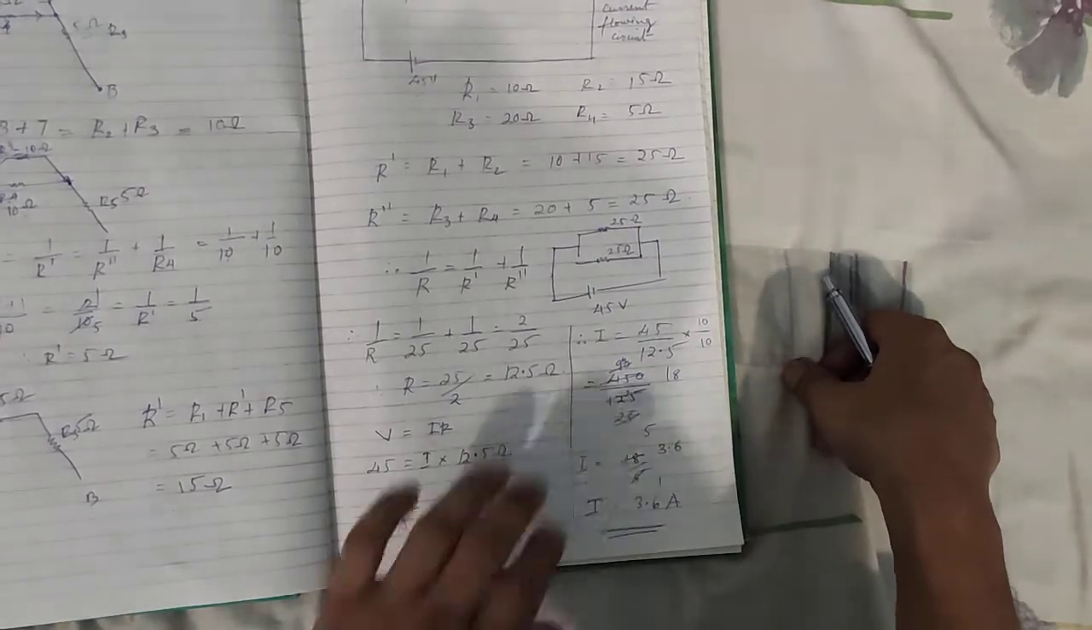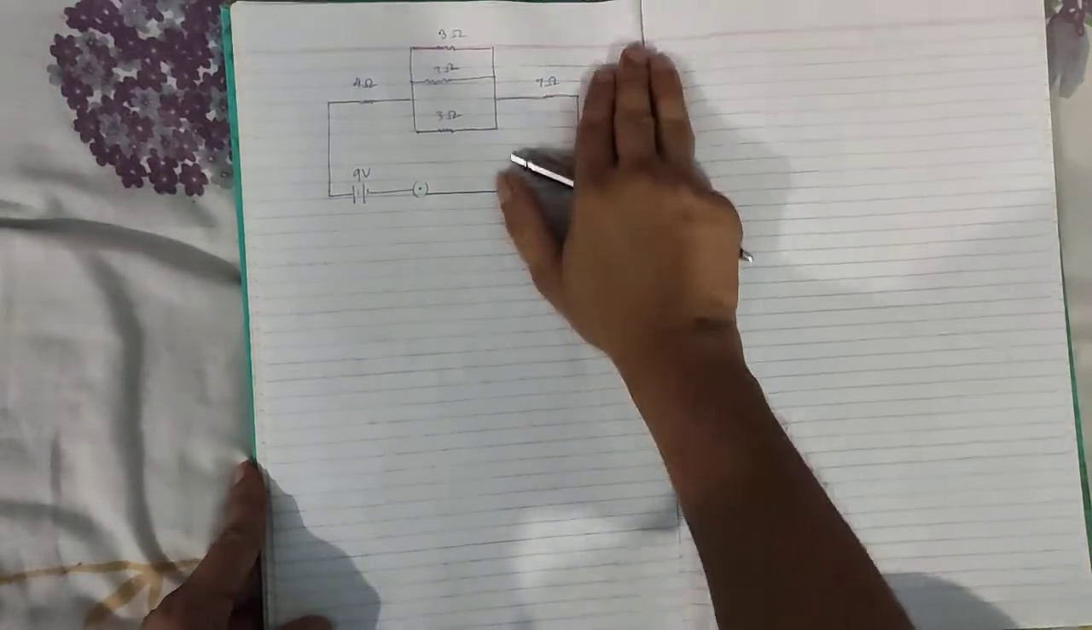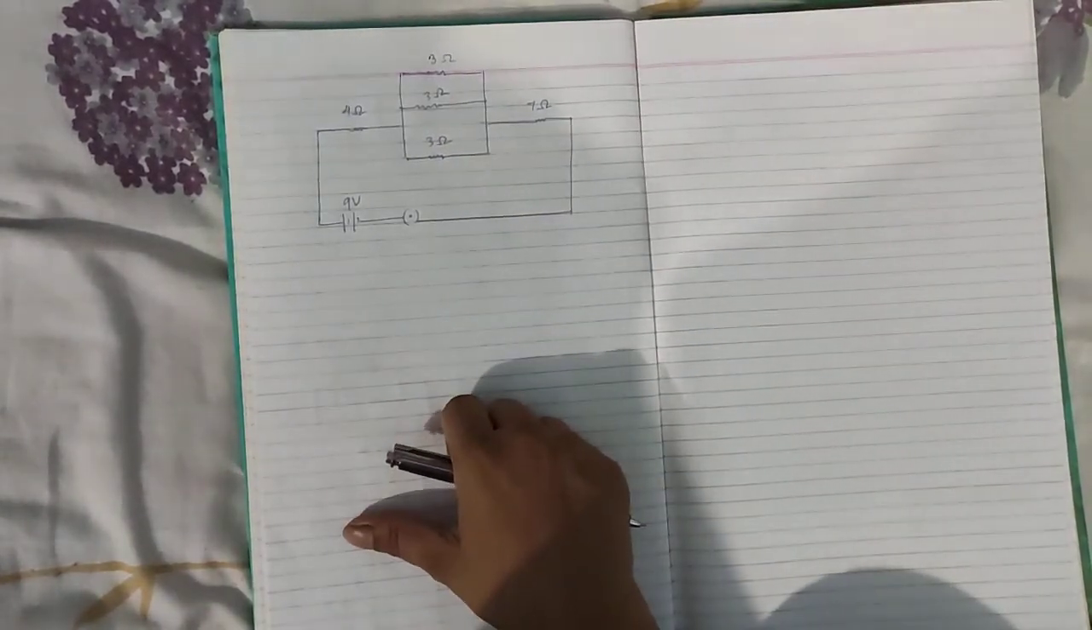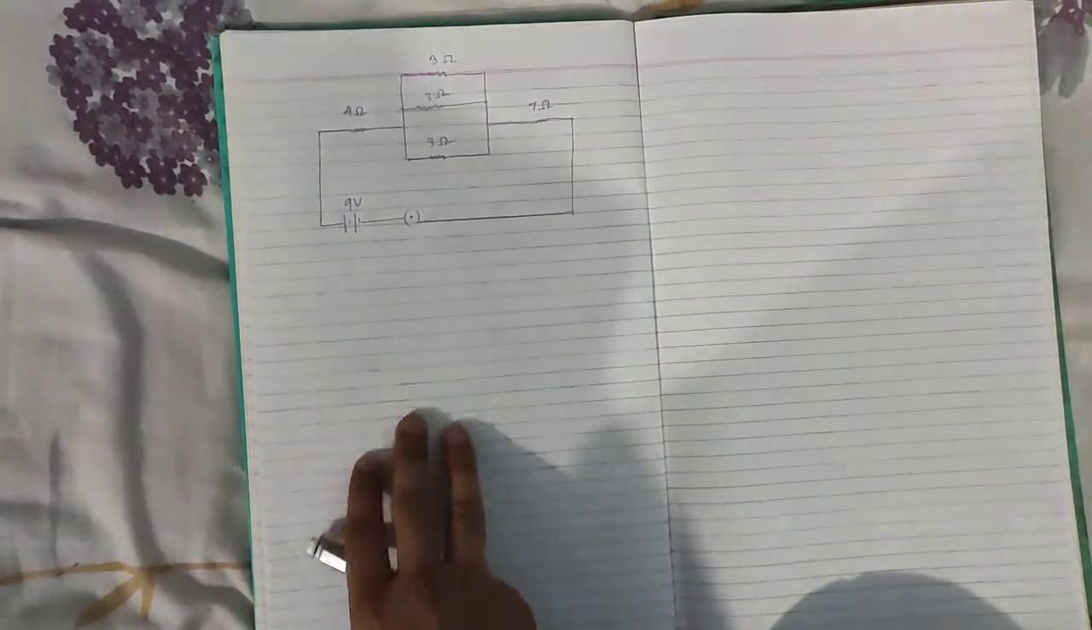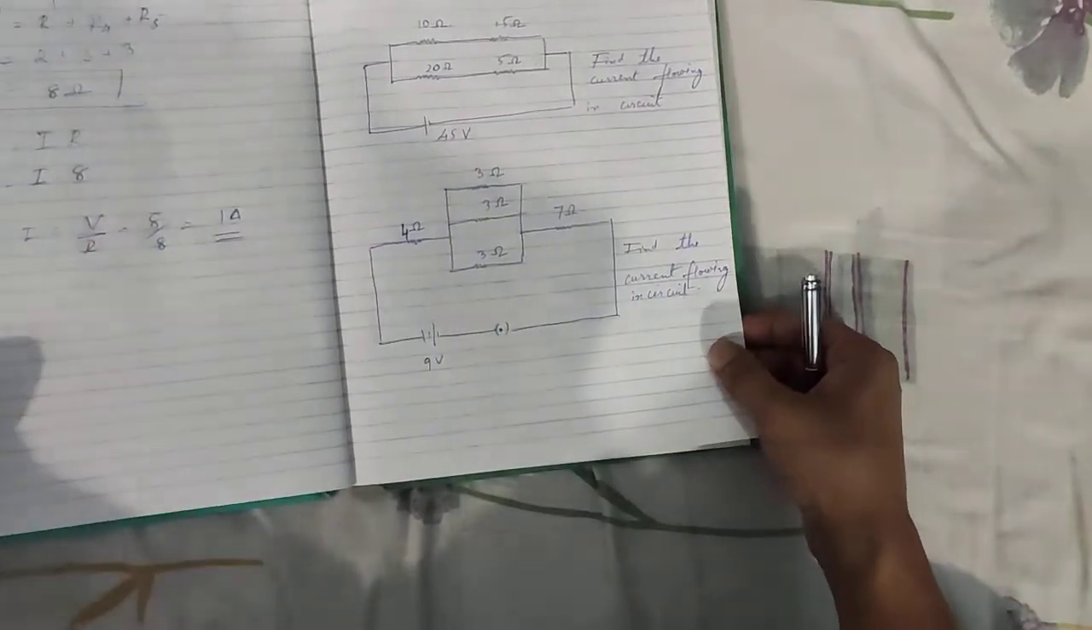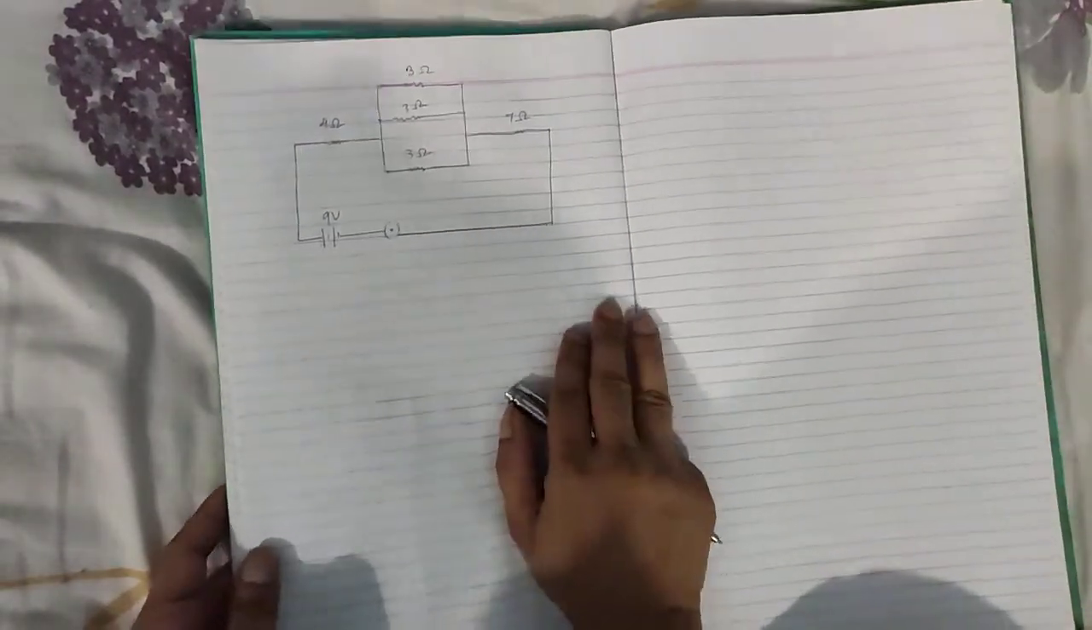Okay, we'll move forward with the final numerical that I gave as the homework to you, and this is it. Once again, the question is the same. Find the total resistance and the current flowing in the circuit. If you remember, find the total current flowing in the circuit. I gave you the homework, and this is it.